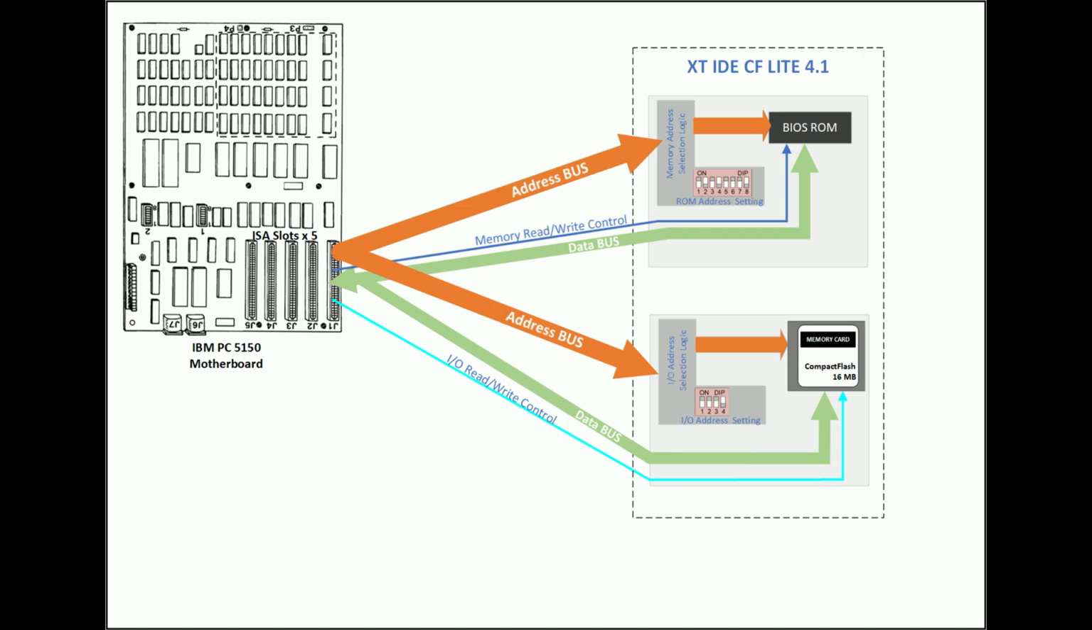If the XTIDE banner doesn't appear or has a wrong ROM address, the problem will lie in the connections between the ISA bus and the ROM BIOS chip. If you do get the XTIDE header information but no Compact Flash card found, the issue could lie in the I/O address or the path between the ISA bus and the Compact Flash card.